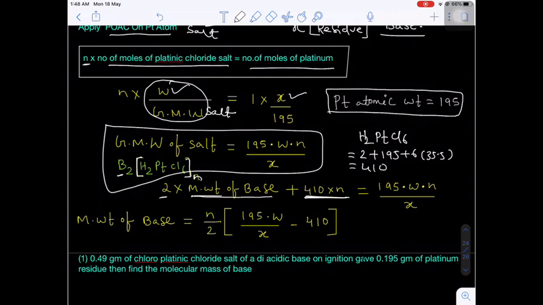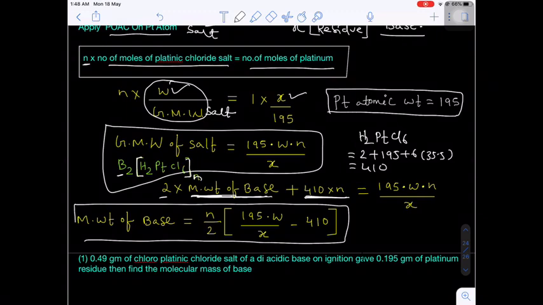From here, shall we calculate the molecular weight of the base? Yes, molecular weight of a base will be equal to n by 2 into 195 into W by X minus 410. This is the molecular weight of the base.